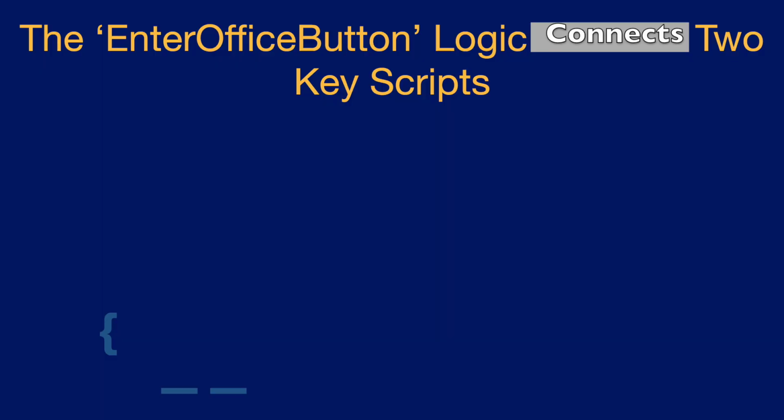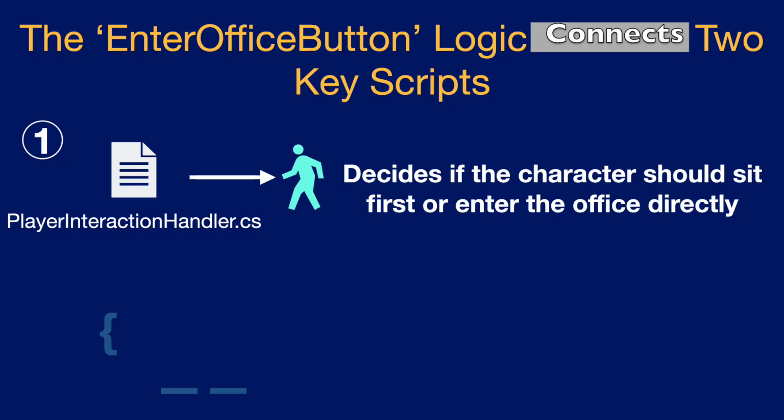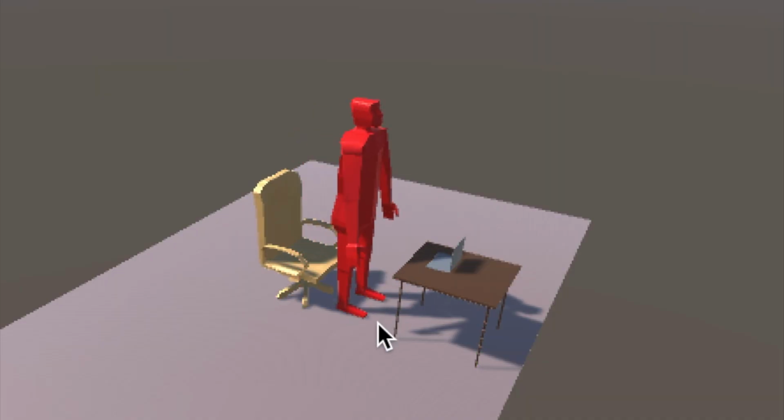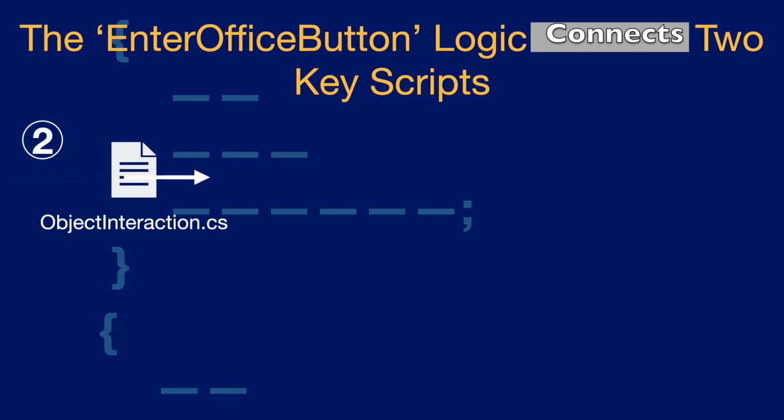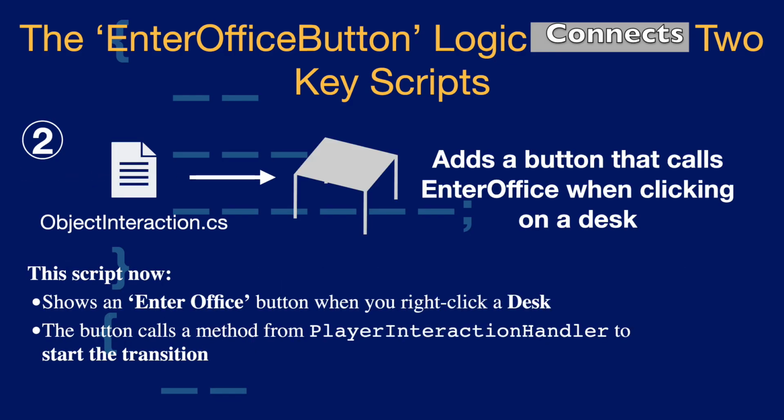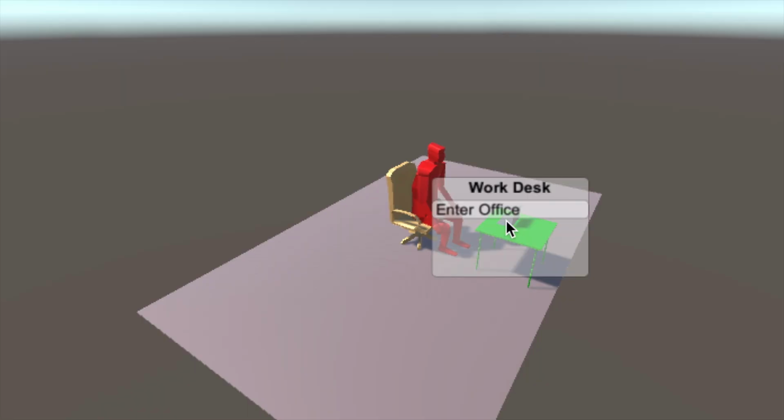The EnterOffice button logic connects two key scripts. Player interaction handler decides if the character should sit first, and the object interaction adds a button that calls EnterOffice when clicking on a desk.